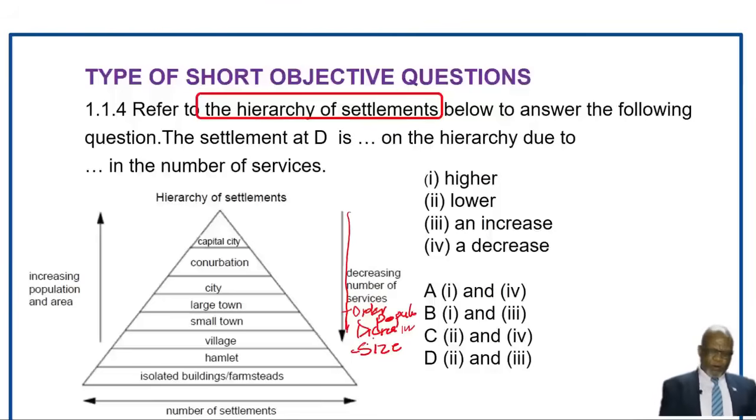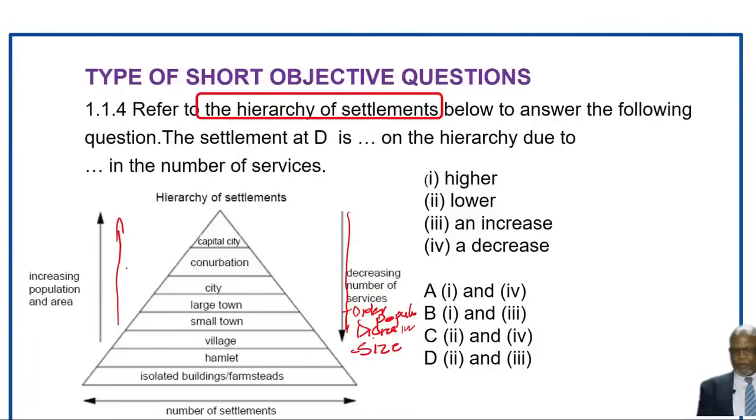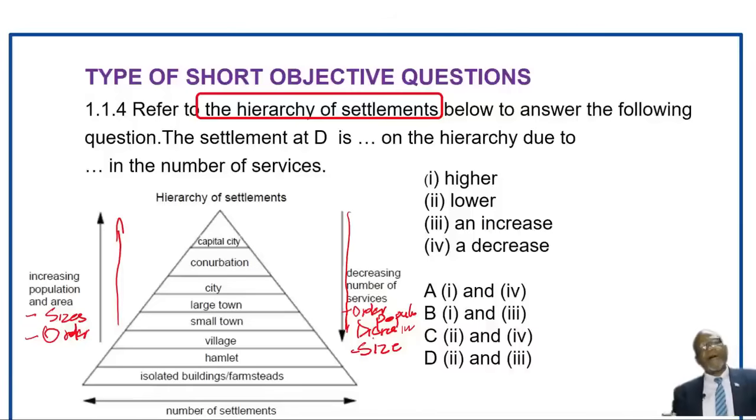But now when you go on the other side, what is increasing here? The population is increasing when you go up. When you move up the order in the hierarchy, the population is increasing. Because of the increasing population, the sizes of the settlements are also becoming bigger. Because the size is becoming bigger, the order of services is also going to increase. So when you go to a capital city, a conurbation and cities, you find high order services there.